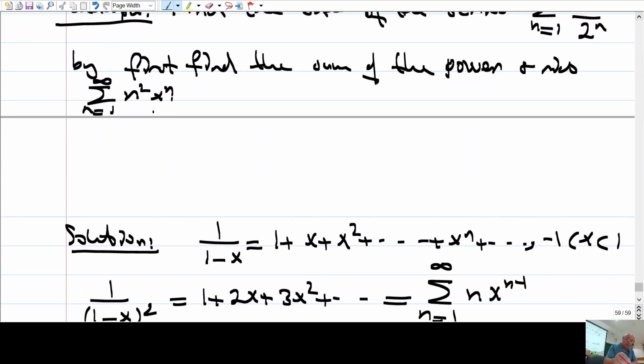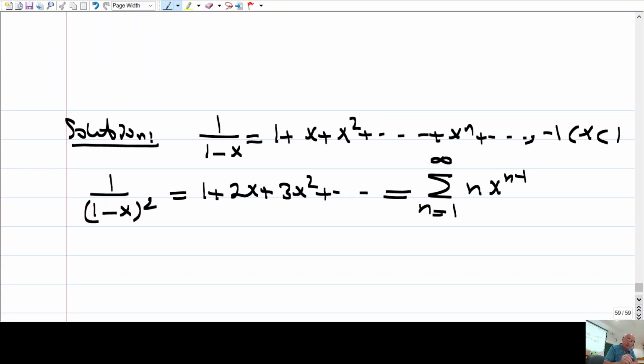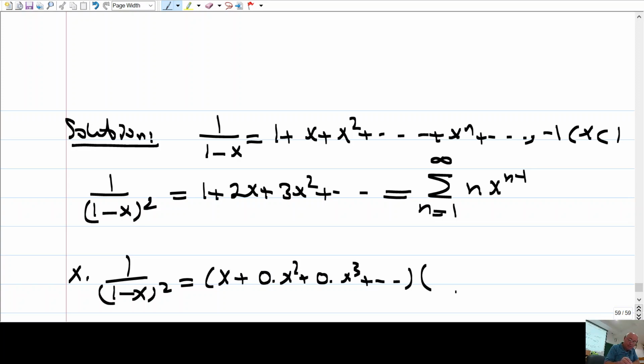Well, this is similar to this gadget, but not exactly, right? I need another n, and I need x to the power n here. How can I do this? Well, let's multiply this by x. x times 1 over 1 minus x squared. x is just actually another power series. Which power series is this? This is just x plus 0 times x squared, 0 times x cubed, and so on, right? And this is just 1 plus 2x plus 3x squared, and so on.